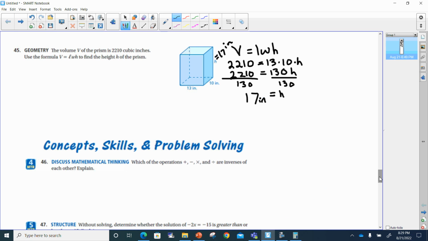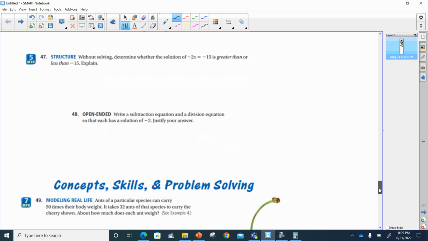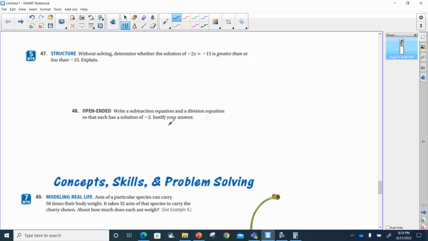All right, let's go to number 47. Without drawing, determine whether the solution of negative 2x equals 15 is greater than or less than, without solving, excuse me, not drawing, without solving, determine whether the solution of negative 2x equals negative 15 is greater than or less than negative 15.